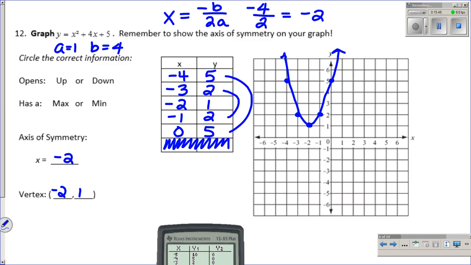It's also a good habit to draw your axis of symmetry. Remember, that's going to be this vertical line. It crosses the x-axis at -2, and it also passes through the vertex point.